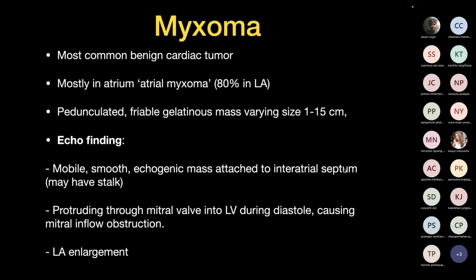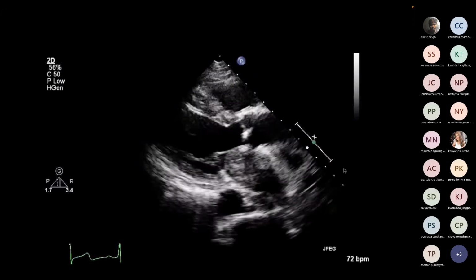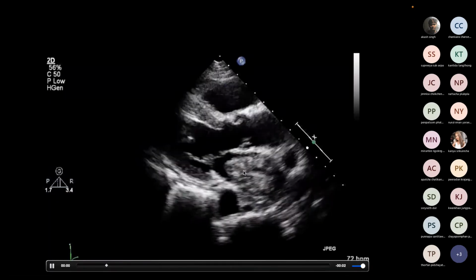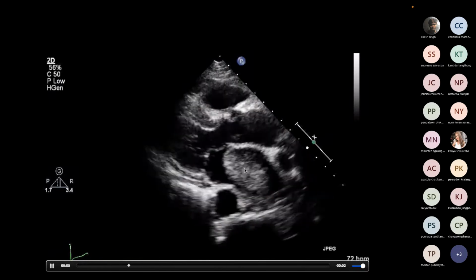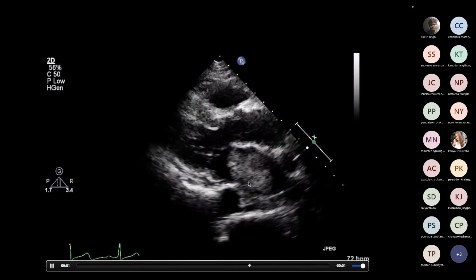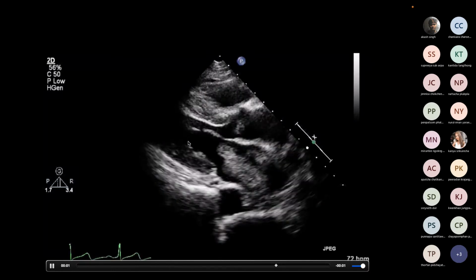The problem is when it's big enough, it can protrude into the left ventricle through the mitral valve, causing mitral valve problem and causing symptoms like mitral stenosis. I don't even have to ask, right? Because you can all see the huge mass in the left atrium here. You can see that it's protruding into the LV and blocking the flow from left atrium into the LV.